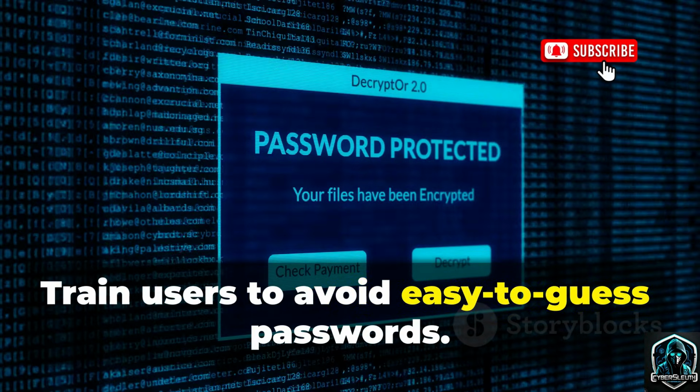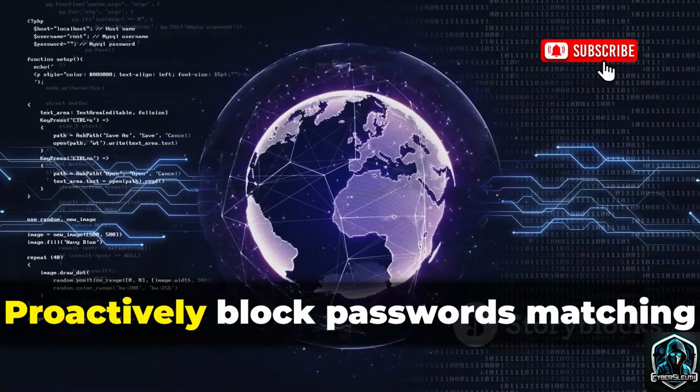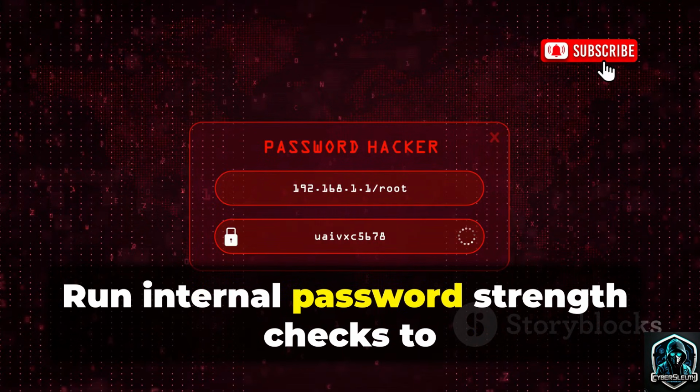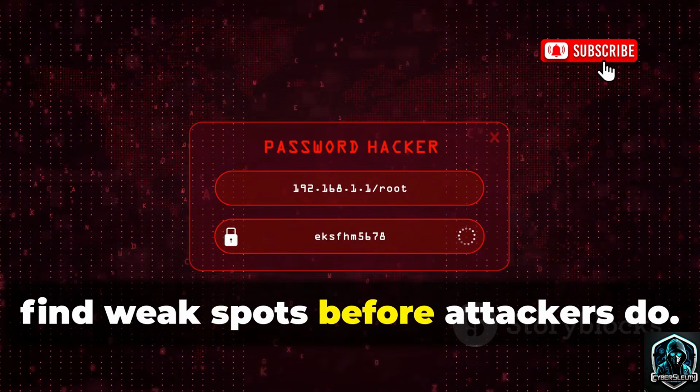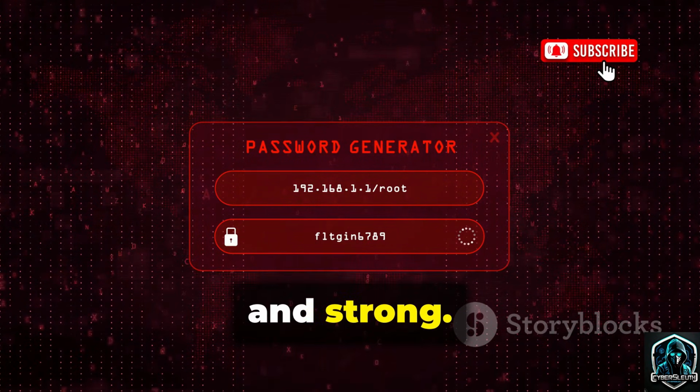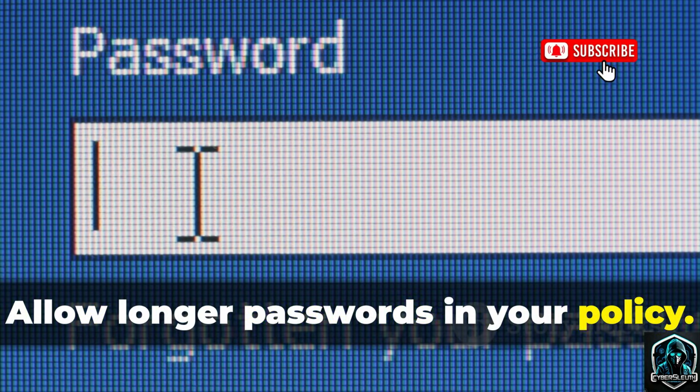Train users to avoid easy-to-guess passwords. Proactively block passwords matching common or targeted patterns. Run internal password strength checks to find weak spots before attackers do. Encourage passphrases over passwords: long, memorable, and strong. Allow longer passwords in your policy.